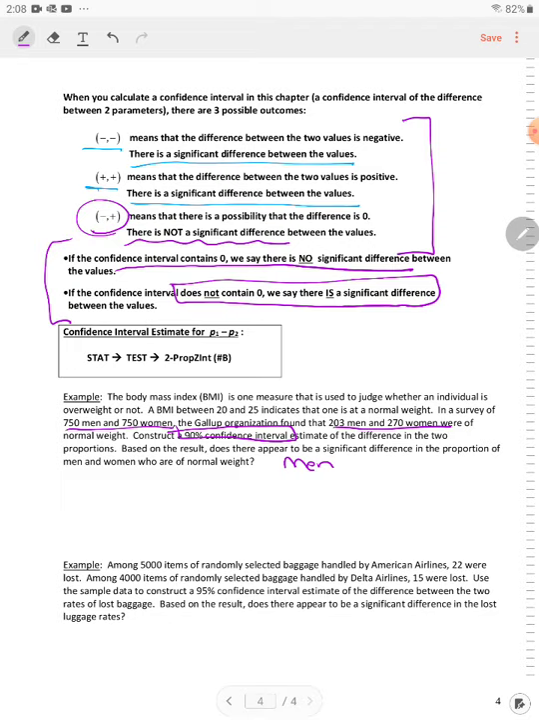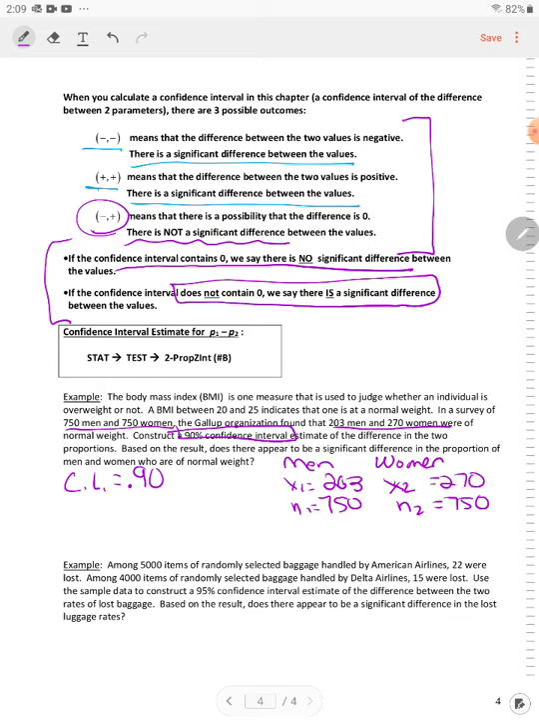Write down what we know, men and women. So we need an X1, N1, X2, and N2. Your confidence level is 0.90. The total number of men is 750, and the number of women is 750. Men is 203, women 270.